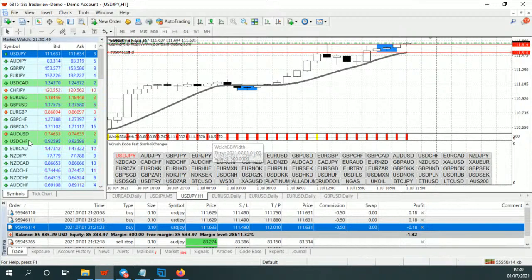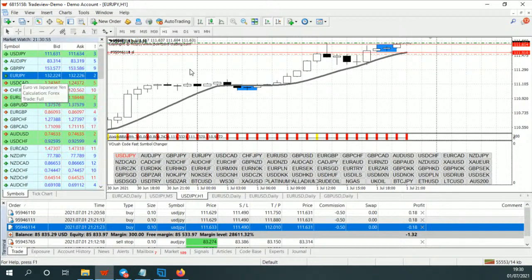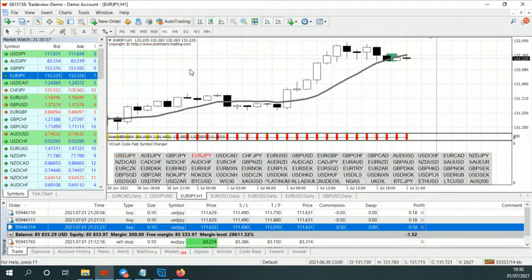Well done. Good stuff. Okay, so let me pop in Euro JPY and see. You can see on Euro JPY we are just forming an inside bar. This system has identified an inside bar. It says this particular bar is an inside bar. So we can do exactly the same thing.